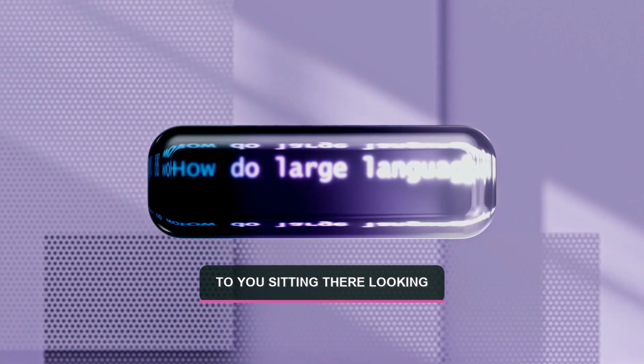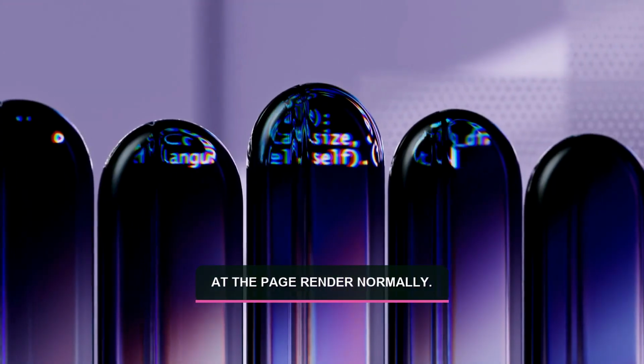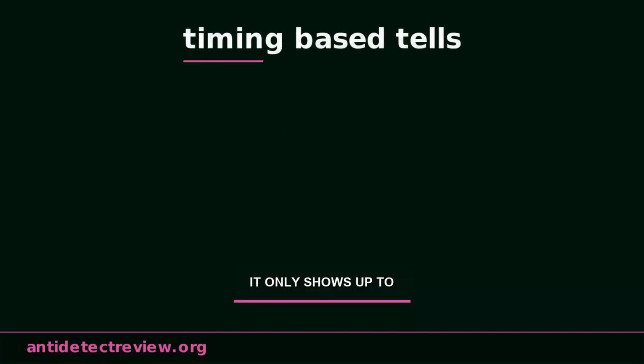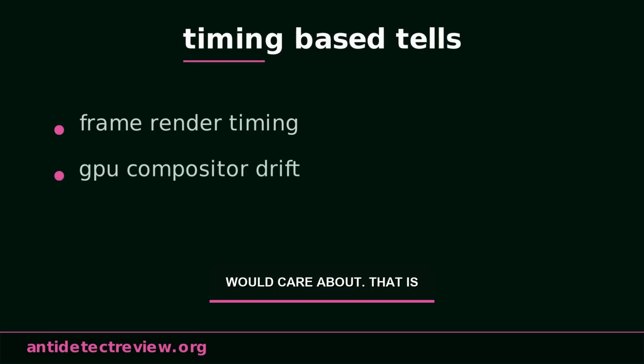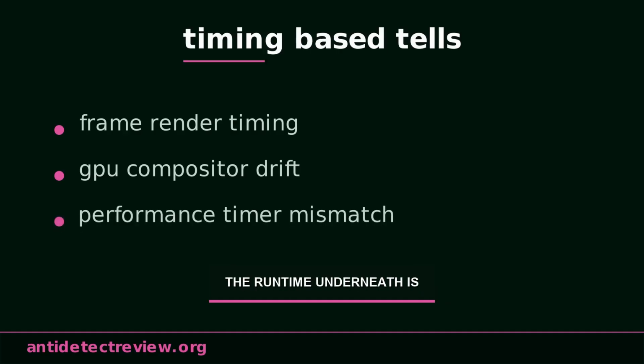None of that is visible to you sitting there looking at the page render normally. It only shows up to a script that was written specifically to probe an object's internals instead of just reading the surface values a human would care about. That is really the core reason why a profile looking right while you are using it tells you almost nothing about whether the runtime underneath is actually well spoofed or just good enough to fool a glance.